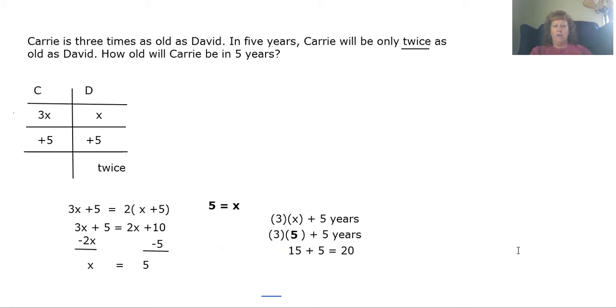I know that's a lot of work, but that's exactly how it's going to be. It's going to be set up the problem, work the problem, and then if you don't get the amount for x, you're going to have to do another step in order to find the amount for x. So let's try another problem.